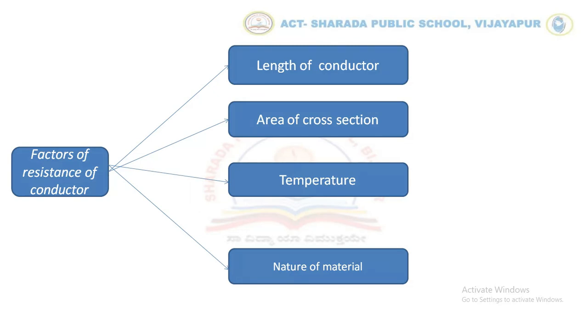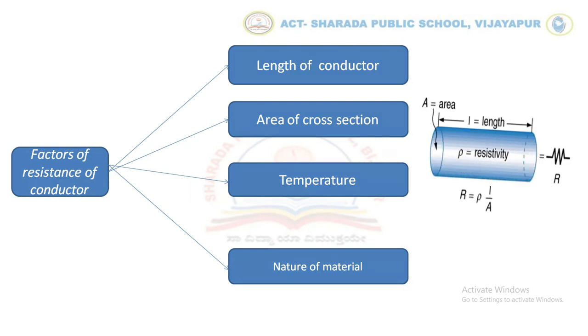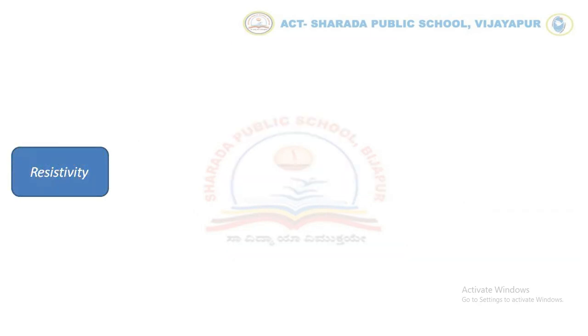When we combine all the factors, we'll get equation for resistance, that is R is equals to rho into L by A, where R is the resistance, rho is the resistivity, L is the length, A is the area.